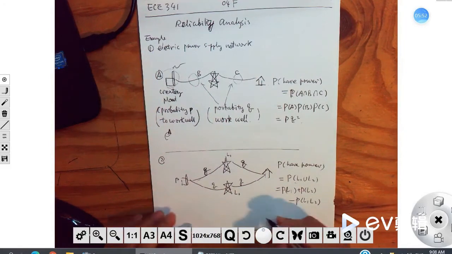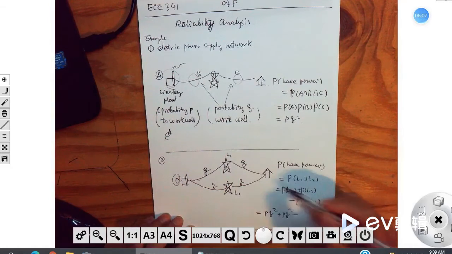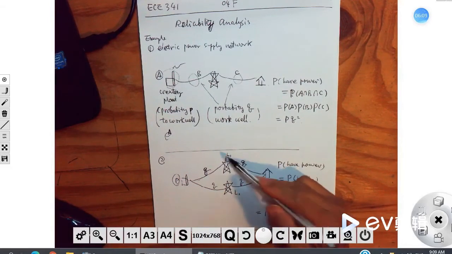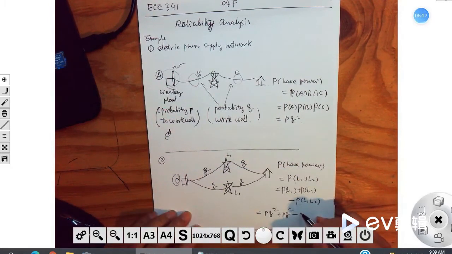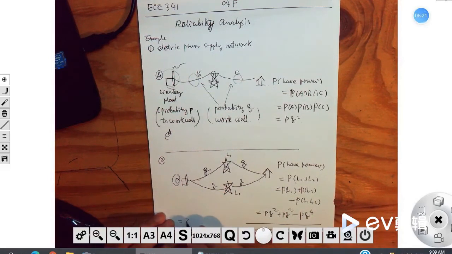Similar to before, P(L1) has probability P and Q, so PQ squared. The other is also PQ squared. And we need to minus the case where both work, where all of them are good. That is PQ to the fourth. So we have 2PQ squared minus PQ to the fourth. This will be the answer.